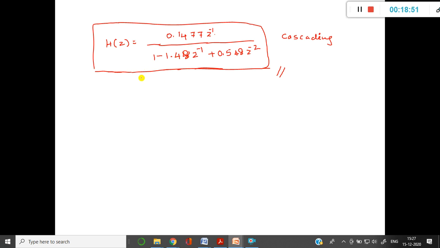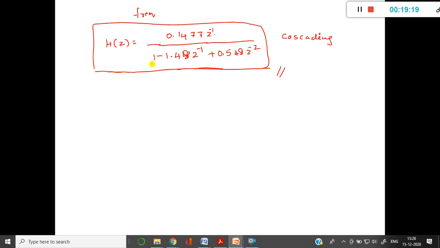So again, if you go for taking inverse z transform, currently this is in terms of frequency domain. Now if you want to get back to the time domain, just take the inverse z transform. You're going to get h of n. H of n, once again, the output will be in the form of y of n divided by x of n. Output by input, right?